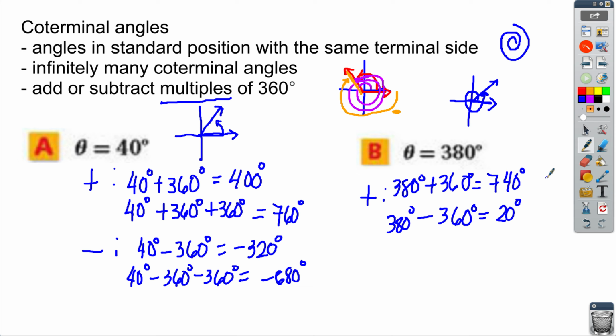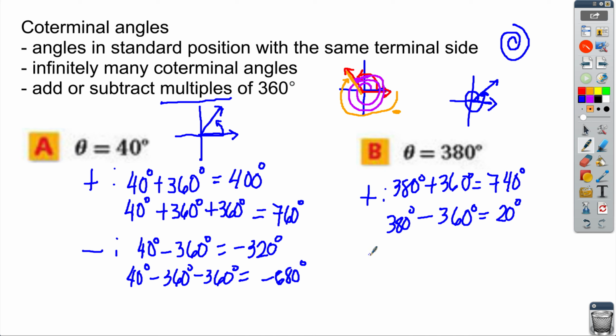But wait, Mrs. Forrest, you said to just add to find a positive measure. Why are we subtracting now? That's a really great question. You need to think about this. We're looking for a positive angle measure, a coterminal that's positive. It doesn't really matter what operation you're using as long as you find positive measures. So it is okay to subtract 360 to find a positive angle measure, because sometimes that's the only way you can find the specific measure you're looking for.